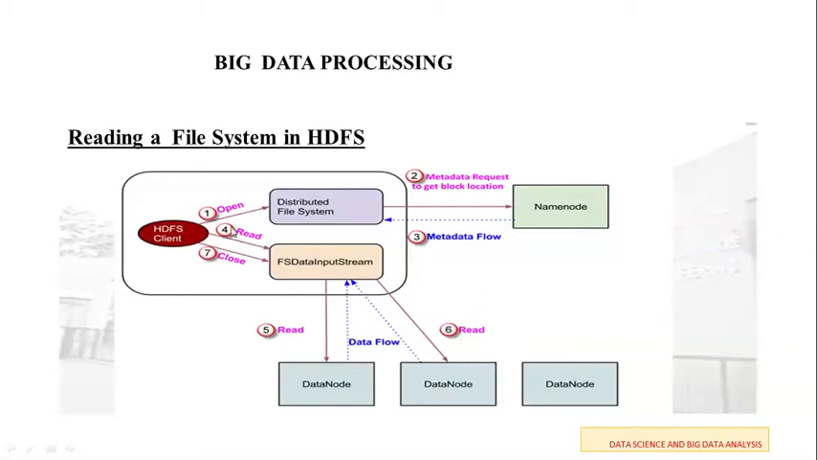Then in the fourth step, once the addresses of data nodes are received, an object of type FSDataInputStream is returned to the client. So once the address of the data node is received, an FSDataInputStream object is returned to the client. FSDataInputStream contains the DFSInputStream, which takes care of interactions with the data node and the name node.